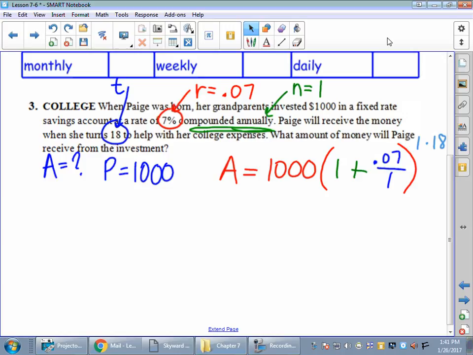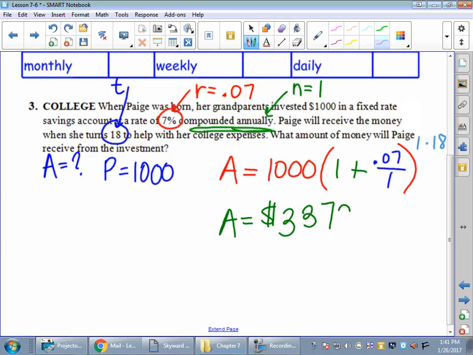So here we go. Calculators. Do the division inside the parentheses. So take 0.07 divided by 1, which is an easy problem in this case. Add 1. Raise that to the 18th power, because I did the mental math. Take that answer and times by 1,000. If you're struggling with the calculator part, make sure you say something in class and we'll look at that. When I do that calculator math, I ended up with $3,379.33. Again, money, so I rounded it to the nearest penny.